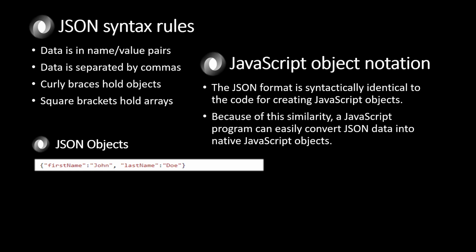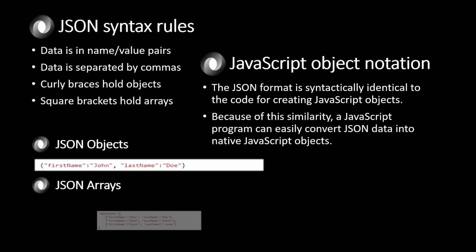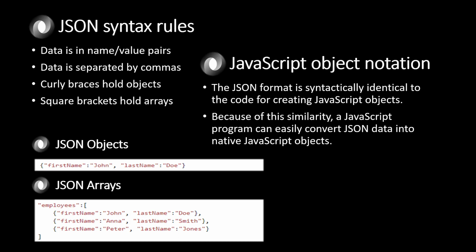JSON objects. Here you can see we have a simple JSON object. Next we have JSON arrays. Here you can see JSON arrays consist of JSON objects.